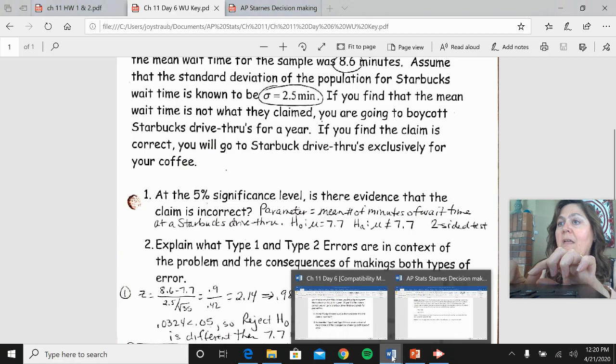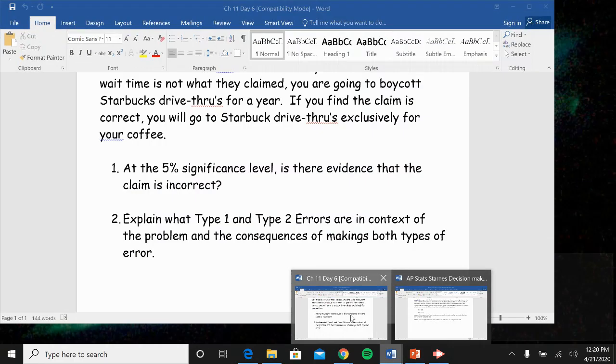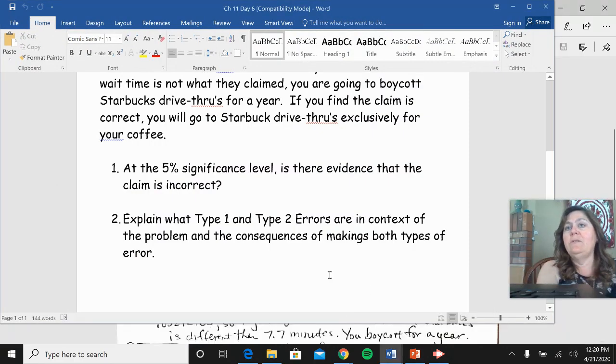So the next part for you to think of is, what are the type 1 and type 2 errors in context of this, and what are the consequences of making those errors? So think through that and type that into Edpuzzle for me, and then we'll look at those answers.